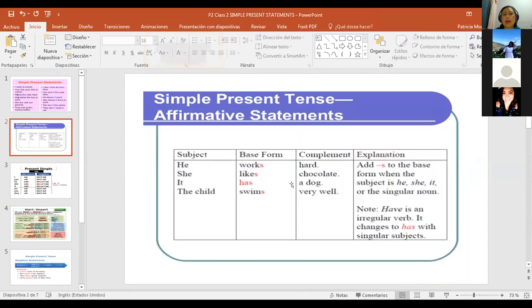Ya dijimos que para los subjects he, she, it, en la forma base del verbo, cuando estamos hablando de oraciones afirmativas, agregamos letra S, o ES, o cambiamos Y por I latina y luego ES, ¿verdad? Esa es la regla que les compartí en el WhatsApp. También ese material va a ir, ¿verdad?